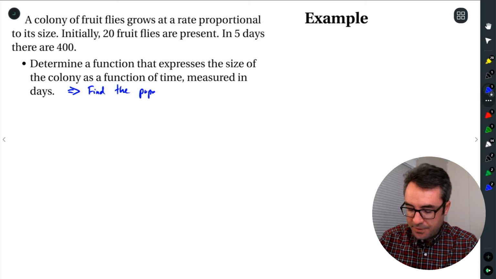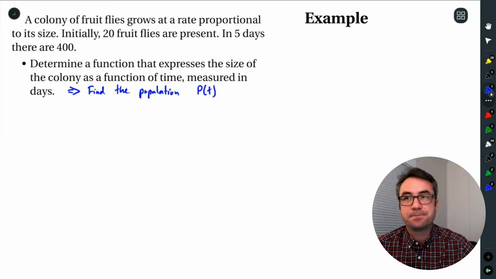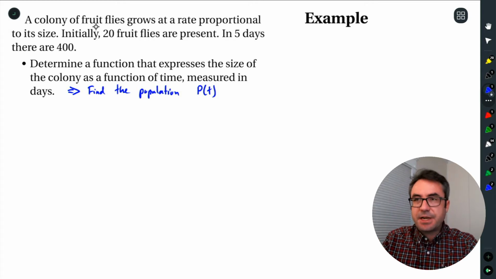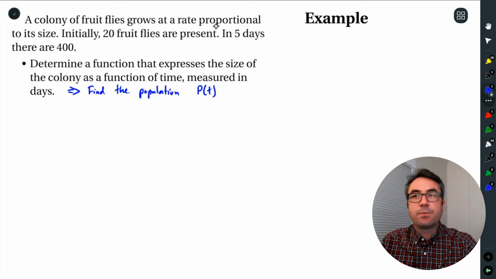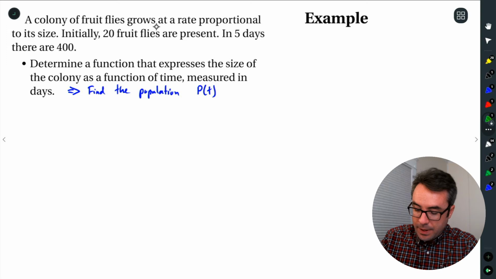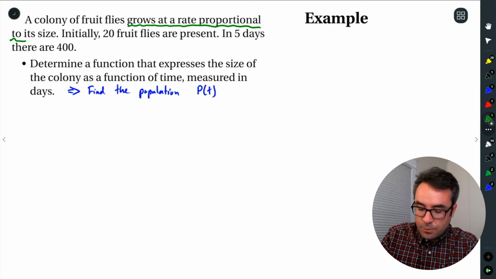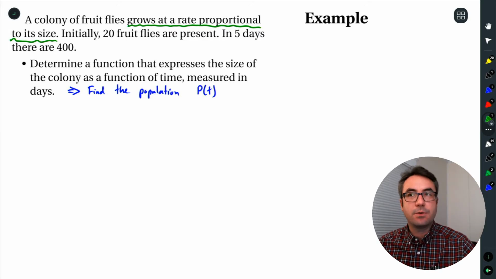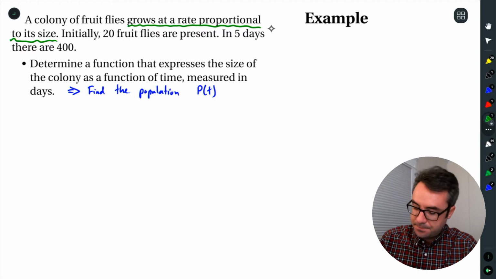So that's what we want to do. We want to find our population function P of t, where we're measuring t in days. All right, so we have to look at what information we're given. We have this colony of fruit flies, and it's growing at a rate proportional to its size. So first thing, right away, when we see this phrasing, growing at a rate proportional to its size, that immediately says we have exponential growth.